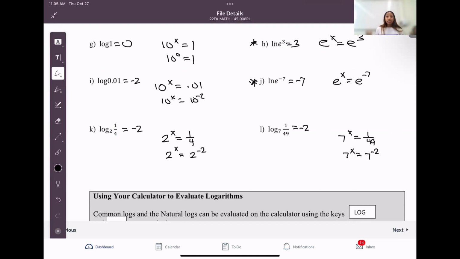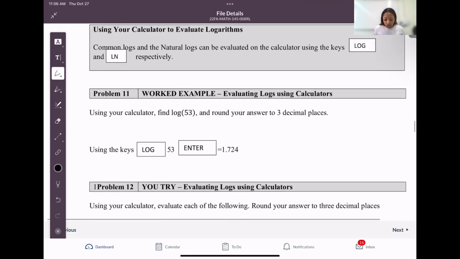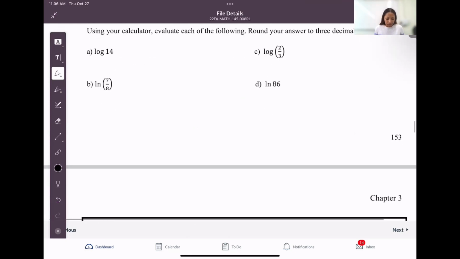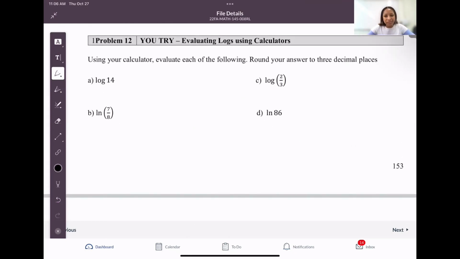All right, now that we've done lots of practice with going back and forth between log form and exponential form and solving logarithmic and exponential equations, how can we use logarithms to evaluate functions? We need to know how to find logs in our calculator. Oh yeah, we can do problem 12. This is an easy one. You literally just type it into your calculator. Let me open up my TI-84 and we'll do all of these.